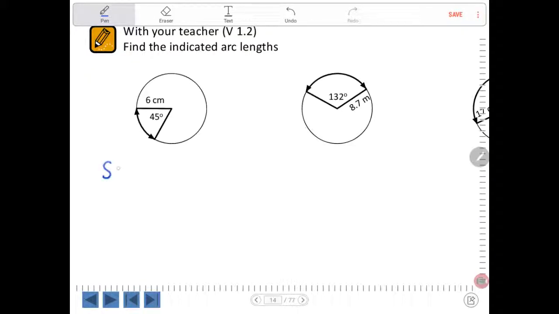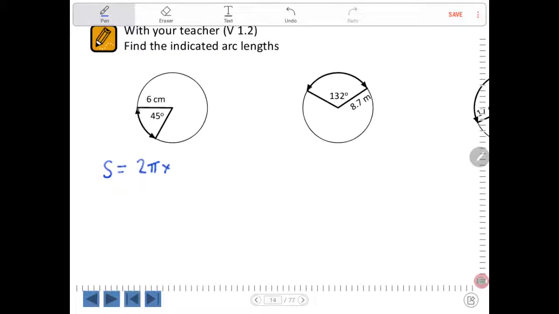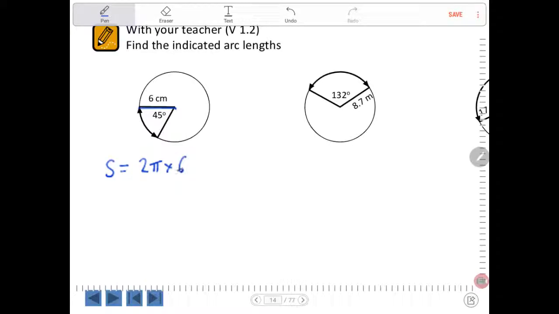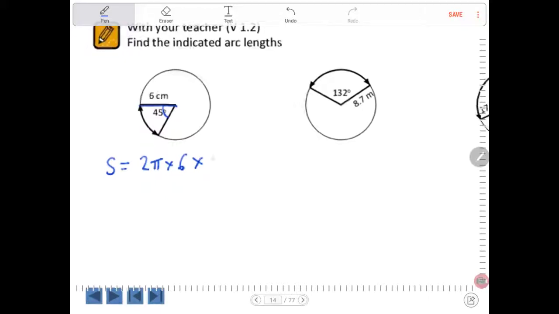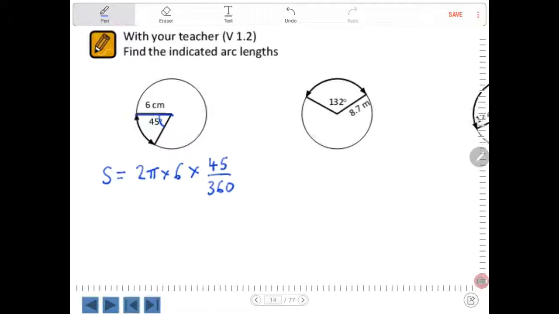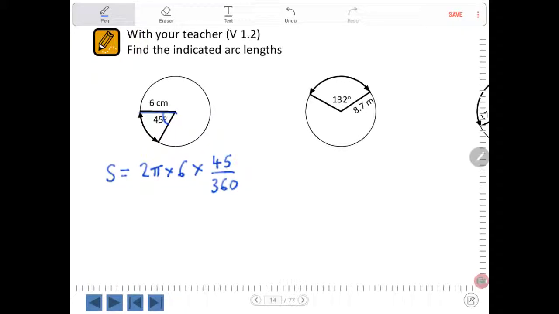S, the arc length here, is equal to 2 pi r. So 2 by pi multiplied by the radius of this circle, which is 6 centimetres, multiplied by the angle here. We say that angle subtends this arc length. That angle, 45 degrees over 360 degrees. So here we've got our fraction of the circle. Okay, so let's put that into the calculator.